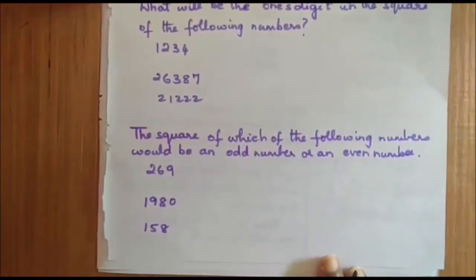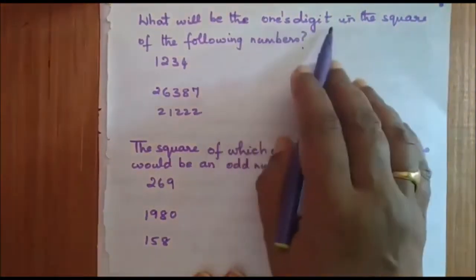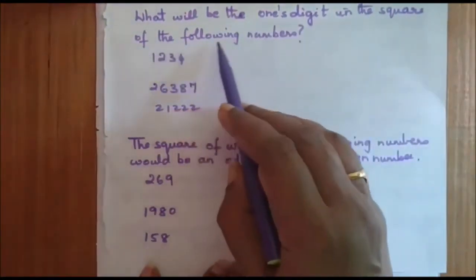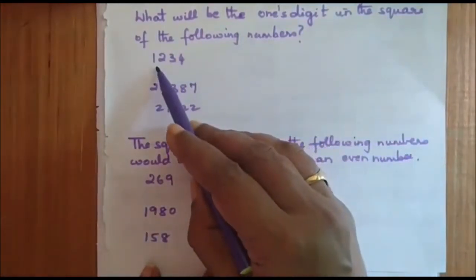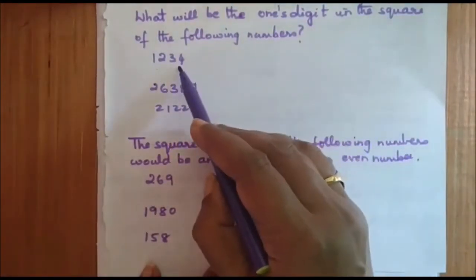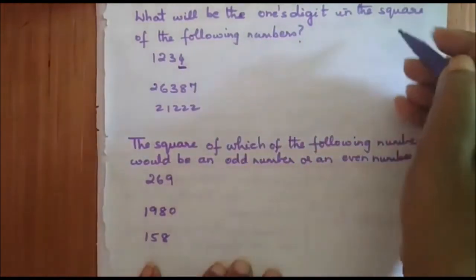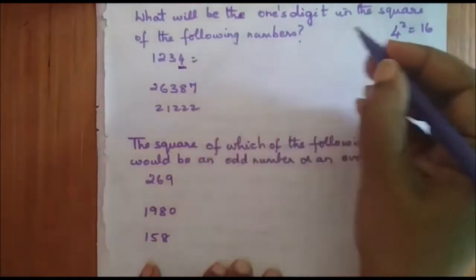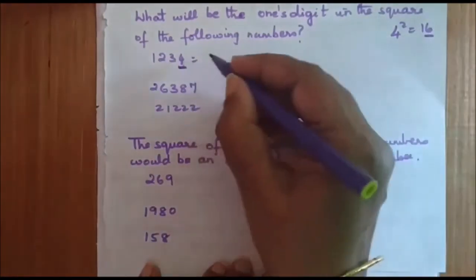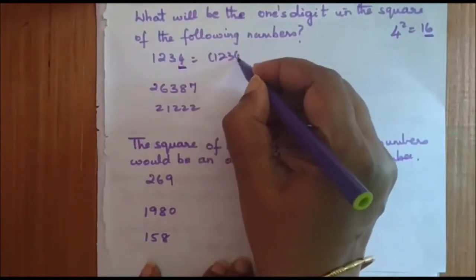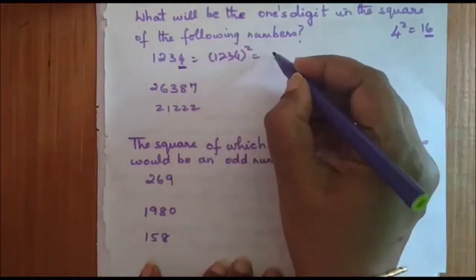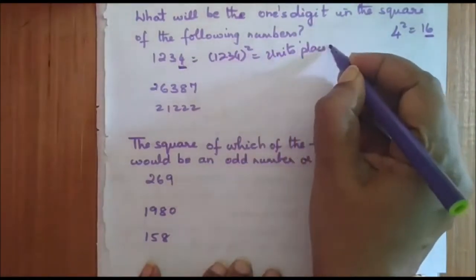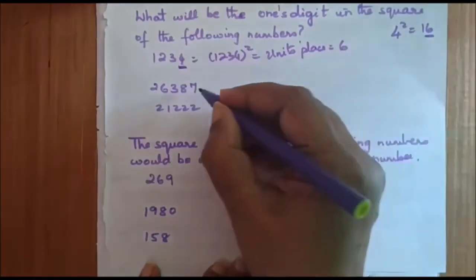Okay. Now what will be the ones digit, or the unit place, in the square of the following numbers? I have given 1, 2, 3, 4. So what is the last digit over here? 4. We know that 4 squared is equal to 16. So what will be the units place in the square of this number? The units place, or the ones digit, will be 6. I hope you understood that.